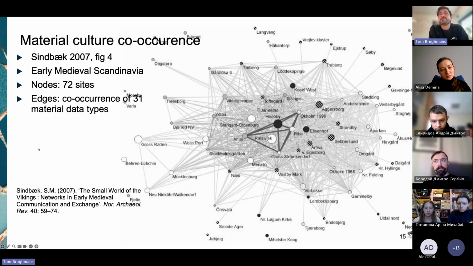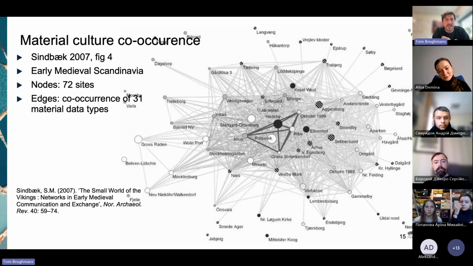Here's one example by Søren Sindbæk. This is a really early one from early medieval Scandinavia, where we have 72 archaeological sites, and they're Viking Age sites. And they are connected to each other because one or more of 31 different material data types were found at both of these sites. And Søren Sindbæk used this to study interactions between Viking Age emporia, between early trading places.